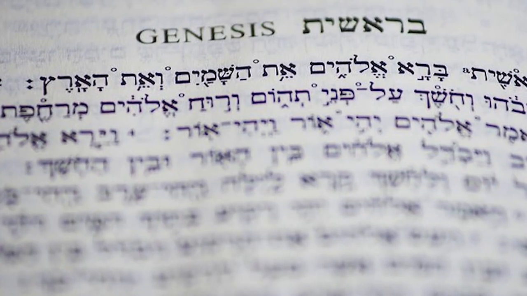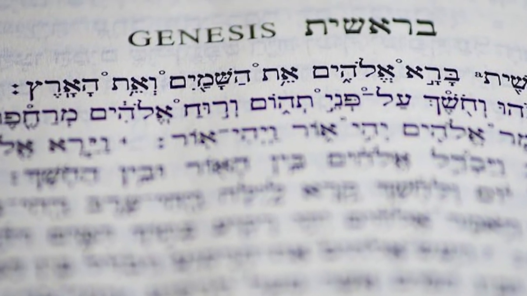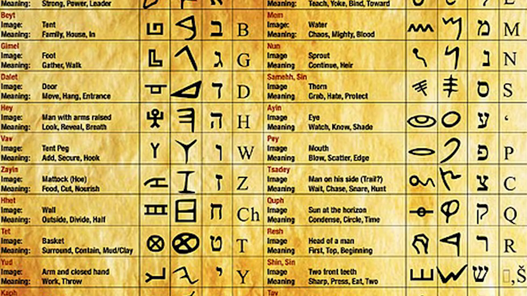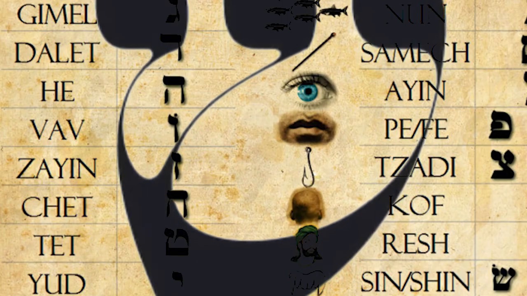So in the first word of the Bible just there, in the first three letters of the Old Testament, we have the Son of God with a language that is thousands of years old. Hold on, it gets crazier. Beit Resh Aleph, then Shin.